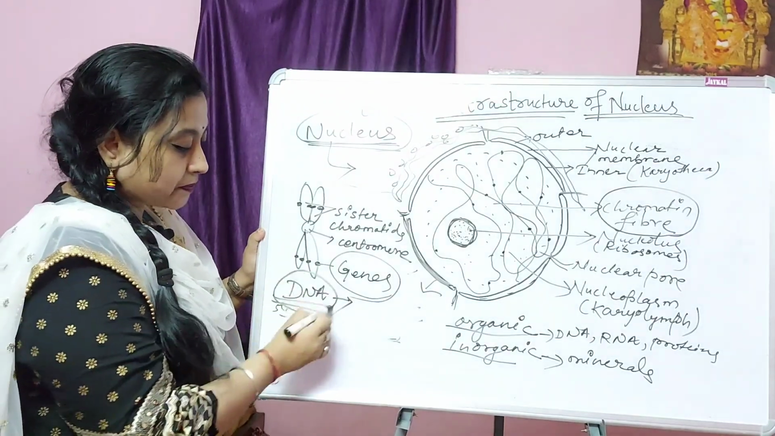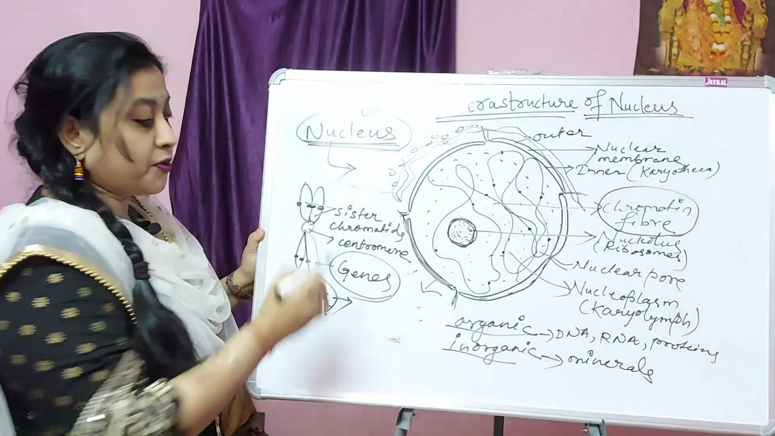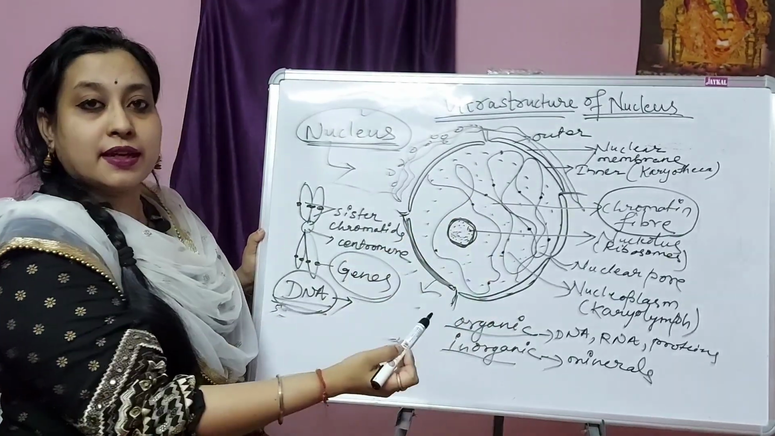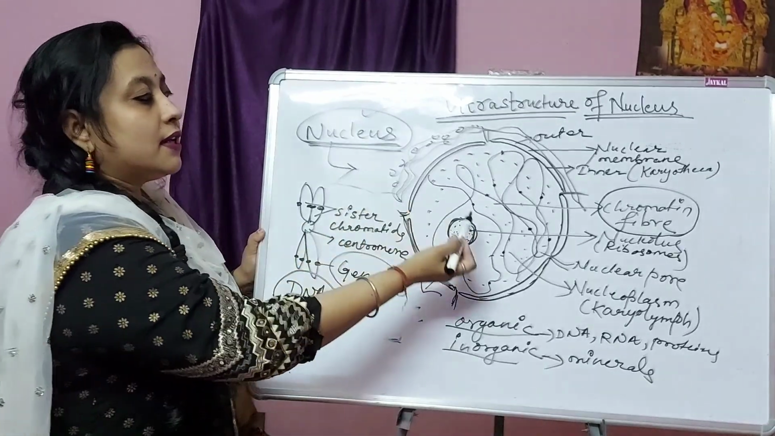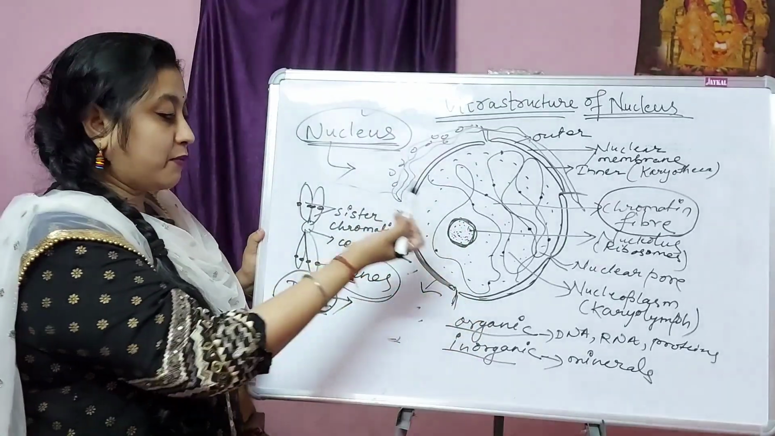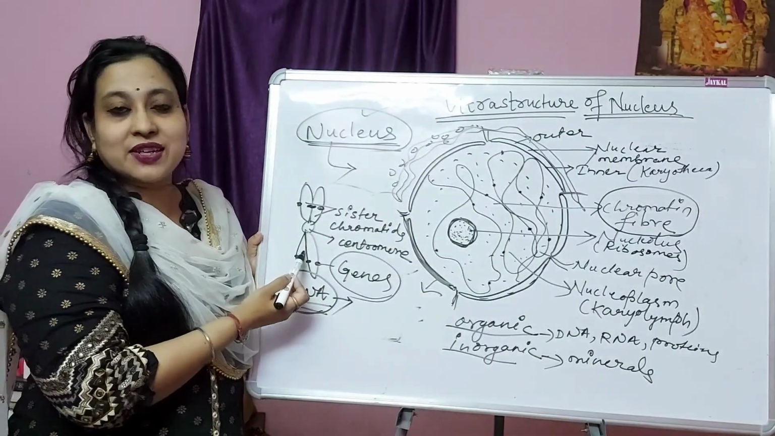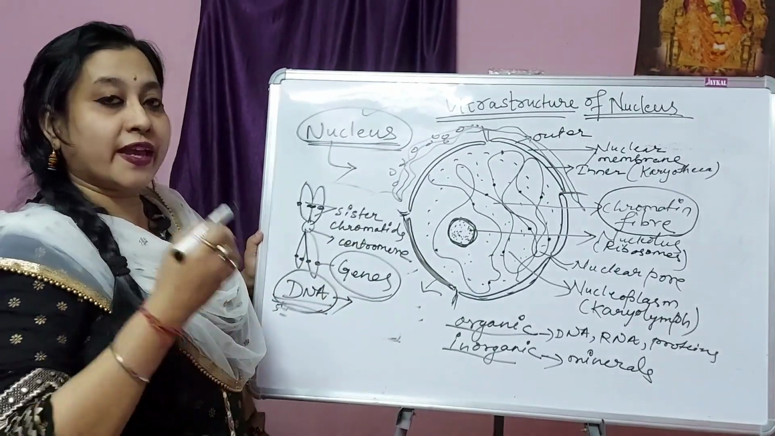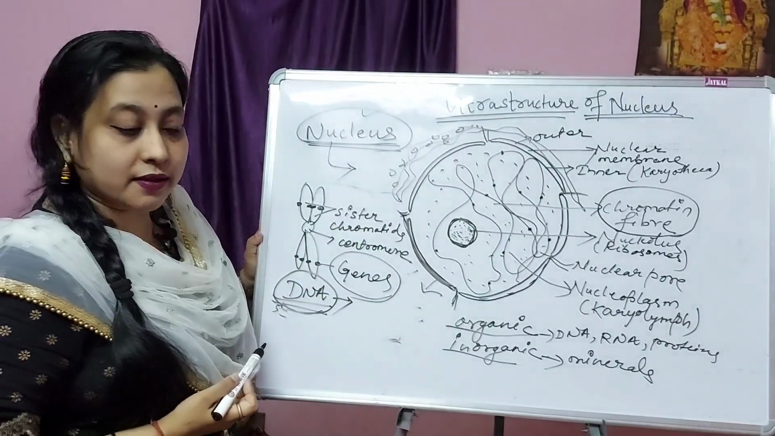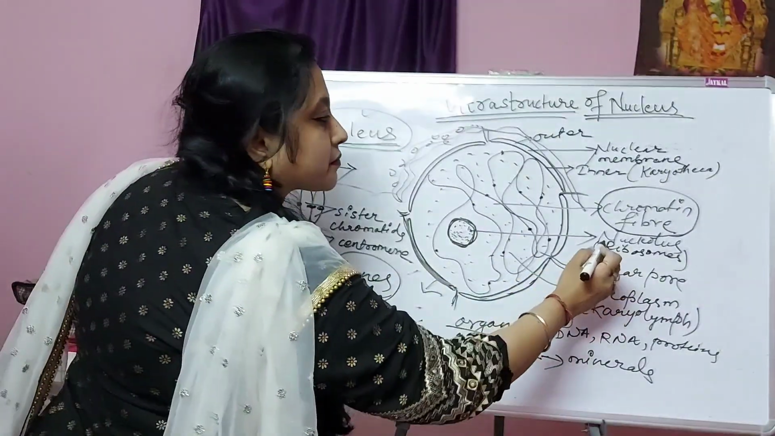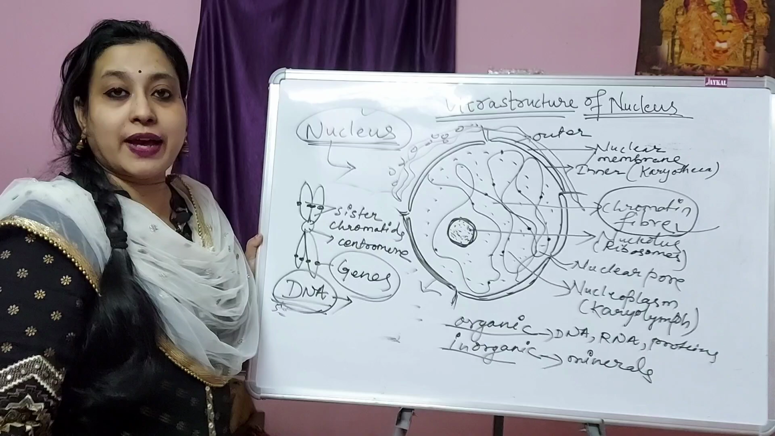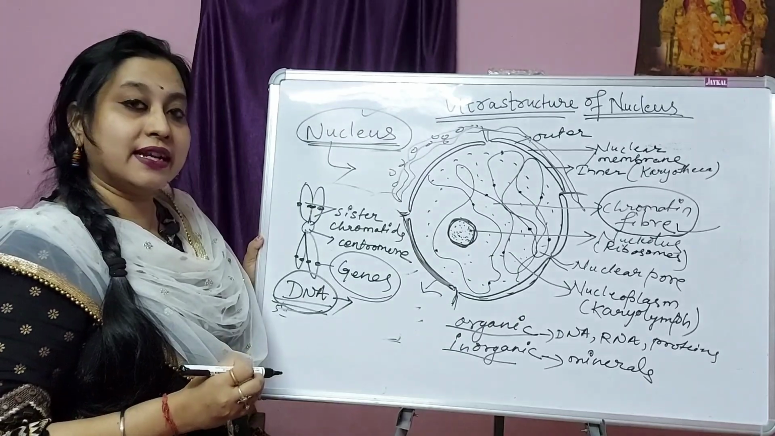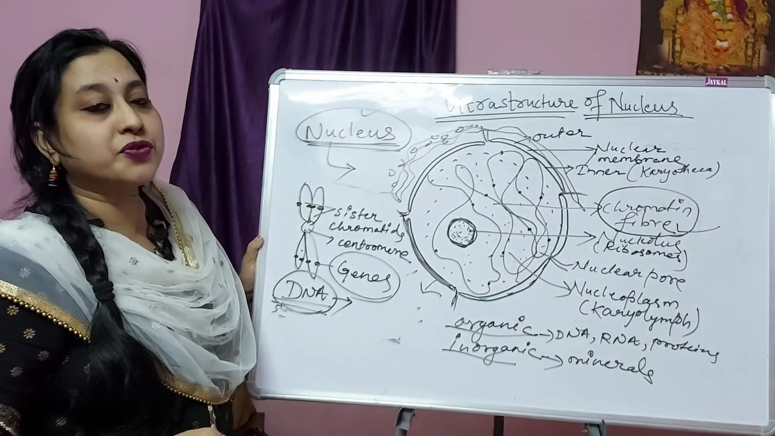So this DNA is the hereditary material. The chromosomes are made up of DNA, and this chromatin material condenses at the time of cell division and forms the ribbon-like structure called chromosome, and they take part in cell division and transmission of hereditary characters from parents to their offspring. So this is the function of chromatin fiber. Chromatin fiber, which is made up of DNA, condenses at the time of cell division and forms the structure called chromosome.